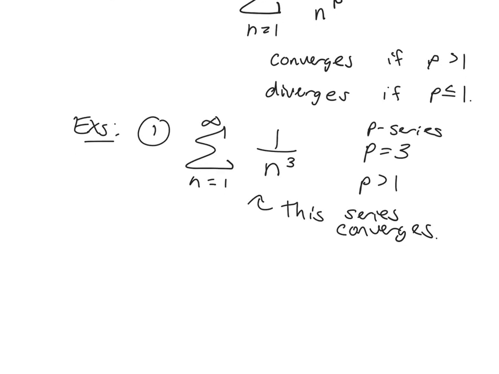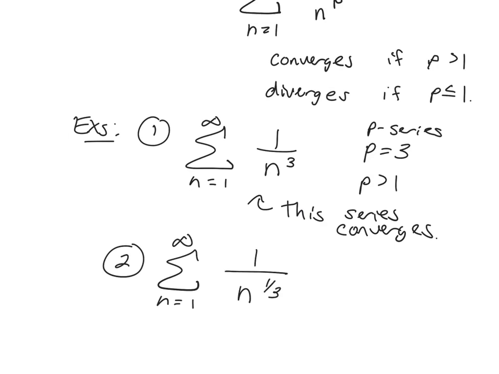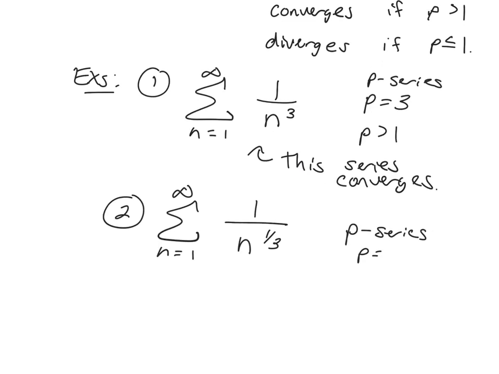Let's look at another example. Let's say I look at 1 over n to the 1/3. Again, we see that this is 1 over n to a power, so I know that this is a p-series. What's my value for p here? 1/3. Yep, it's less than 1, and so now I know that this series diverges. Okay?